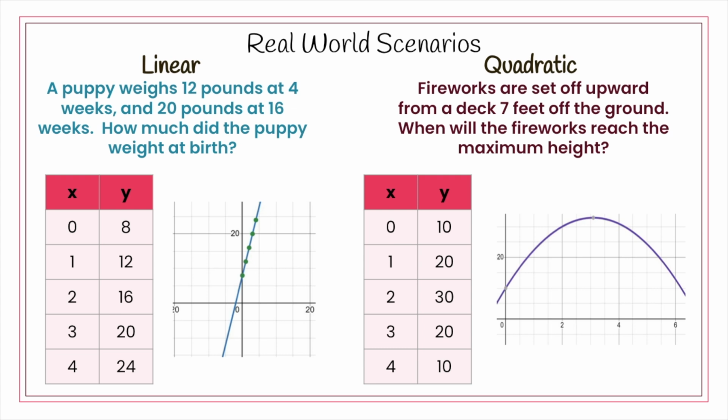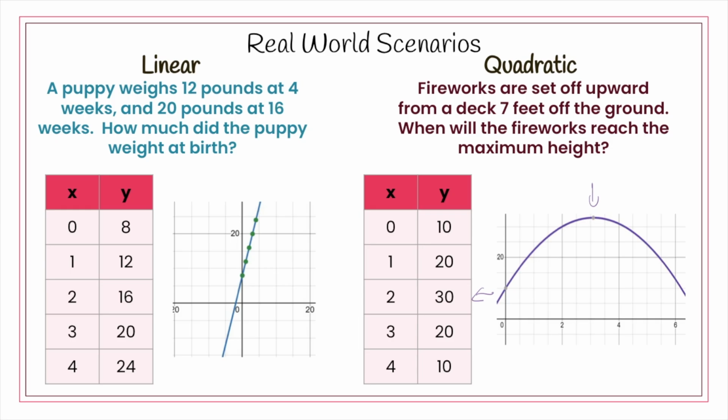Our quadratic says that fireworks are set off upwards from the deck 7 feet off the ground, and when the fireworks reach the maximum height. So this question is trying to tell us where are we going to find the top where our fireworks go up, and then gravity affects our fireworks and they come back down. So we can see that's going to happen here at the maximum, right here at the top, and that is our point, and we can see it also in the graph at 2:30, because that's when our fireworks start to go up and then come back down.